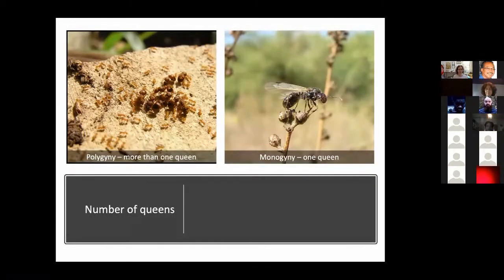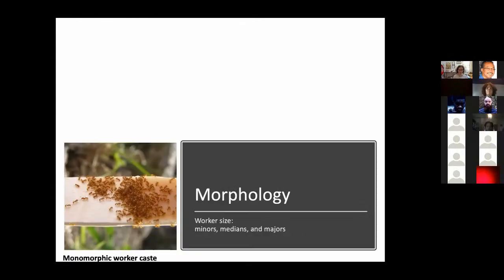And then in an ant nest, we might have one queen, which is usually the case in big carpenter ant nests, harvester ant nests. But then some other species might have 2, 3, or even hundreds of queens, like the Argentine ants that might have many, many queens at the same time, and they all reproduce. So that's why they could make these humongous nests.